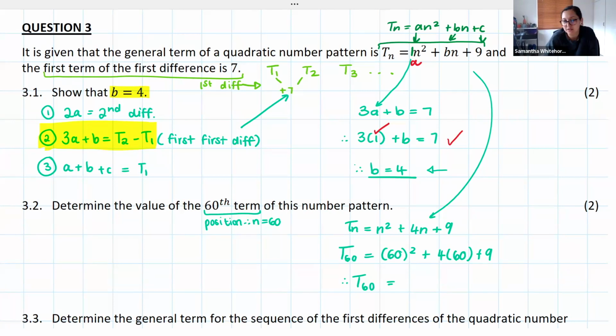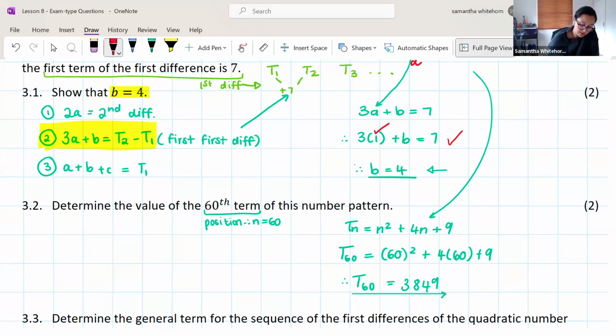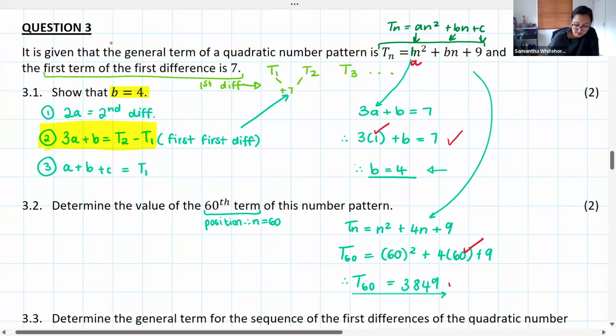Nice, grade 12s. Amazing stuff. 3,849. Excellent. Well done. Right, so it's only 2 marks. So you're going to get a mark for substituting n equals 60. So you get a mark for knowing that n was 60 and a mark for your answer.